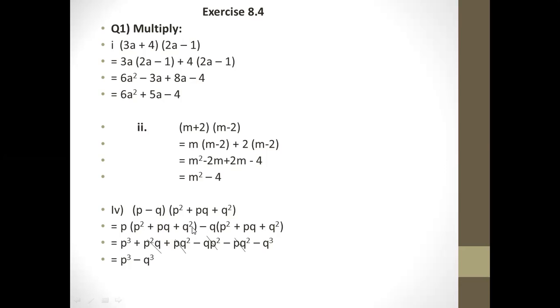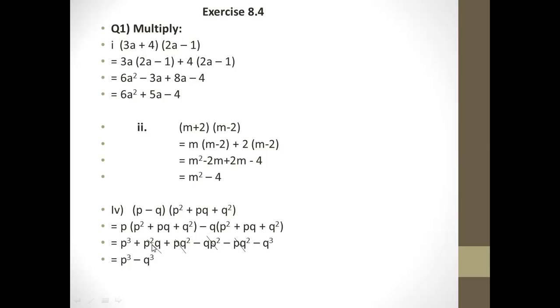P and q are different variables, so we write side by side, pq square, and here the minus sign outside the bracket will change the inner sign, so minus q p square, both are different, so we write it side by side. Minus multiplied with plus, we get minus, so p we write as it is, q power 1, q power 1, so q power 2, and here minus plus minus q power 1 and q power 2, so 2 plus 1, power 3.